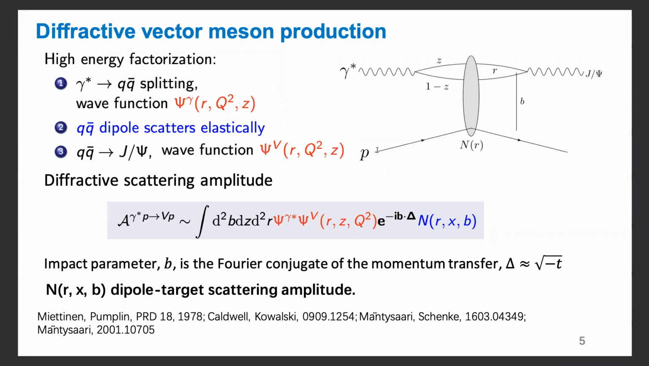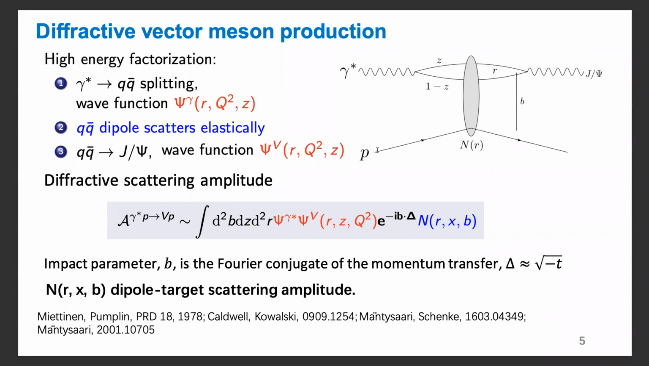Is the J/psi wave function known well? No, this is a non-perturbative process. People usually use a Gaussian or boosted Gaussian formula for the wave function of J/psi or rho. It's just some effective parameterization. Since this is non-perturbative, people usually use a Gaussian formula for the wave function of J/psi. And this part is a QED process, so we can calculate it perturbatively.